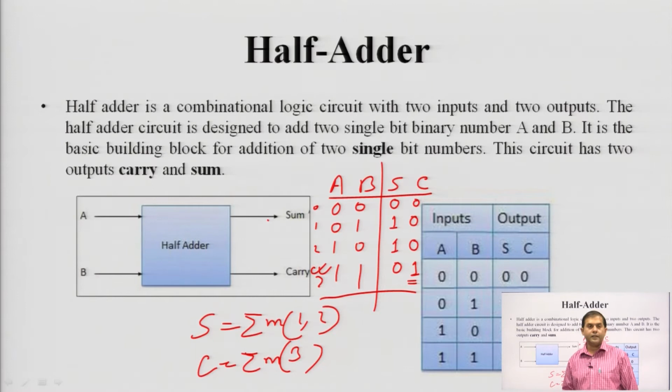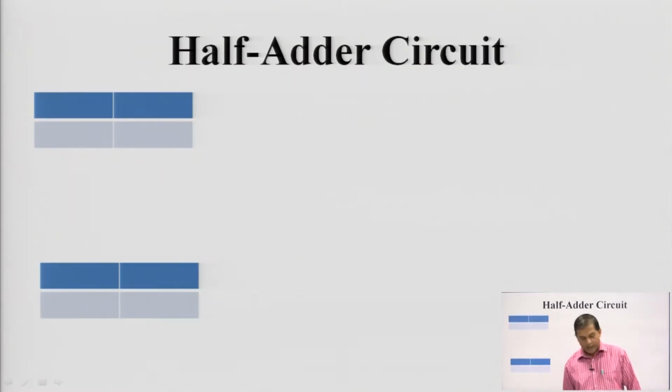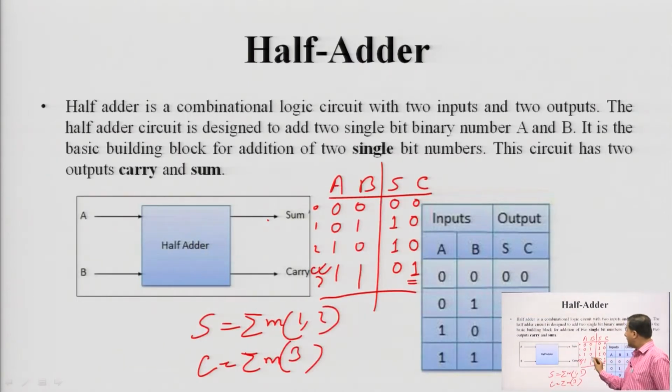K map for this. Here we already have the slide, but again I am doing it. See, I have the truth table: for 0 0, sum 0 and carry 0; for 0 1, sum 1 and carry 0; for 1 0, sum 1 and carry 0; and for 1 1, sum 0 and carry 1. So, we are going to implement this using K map.